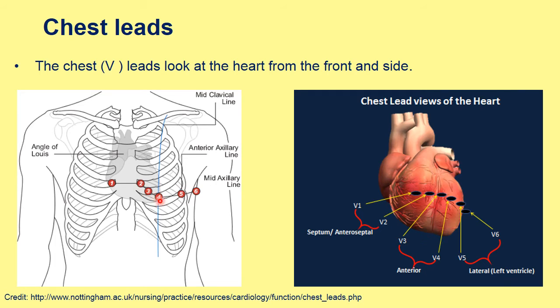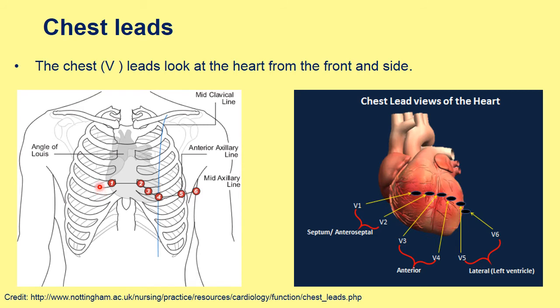Then put V4 in the 5th intercostal space, mid clavicular line. And then V3 is between V2 and V4. Just put the lead between them. So that's V1 to V4. Now V5 is anterior axillary line, 5th intercostal space, and V6 is mid axillary line, 5th intercostal space. So those are the chest positions of the electrodes when you attach the ECG stickers.